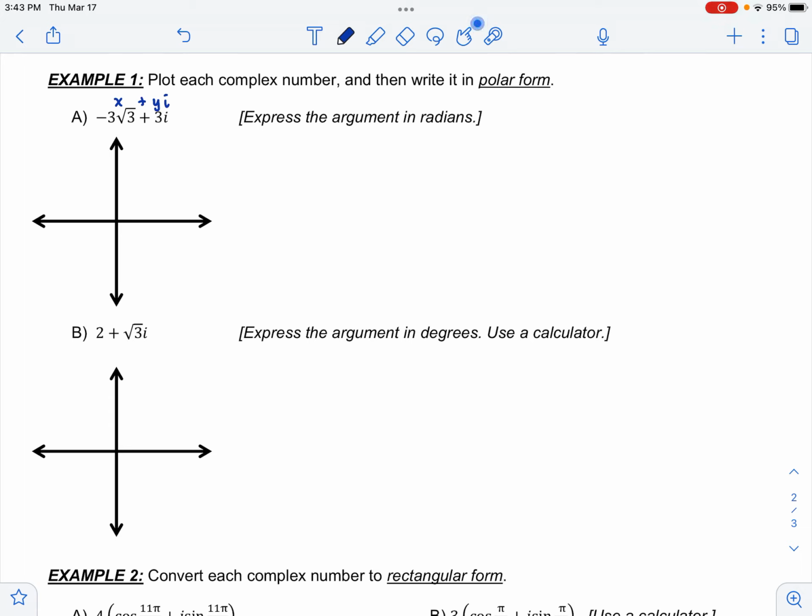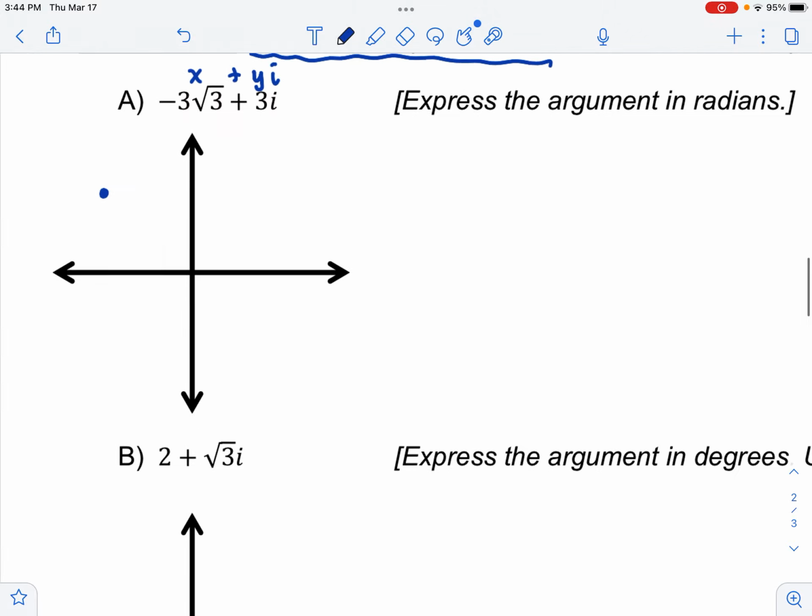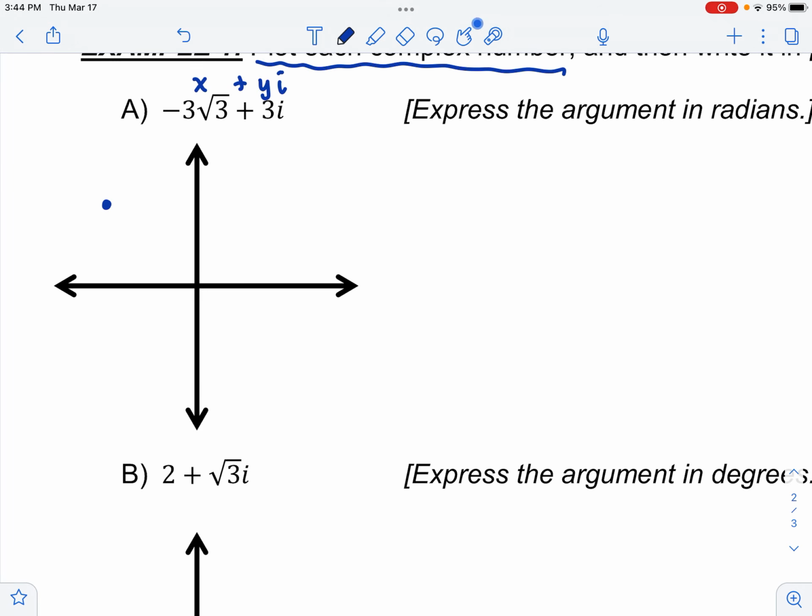So the first thing you're going to do is plot the complex number. That's why the directions say that right there. So let's go ahead and do that. So this is left and up. So we're going to go left and up and make a point. It doesn't have to be accurate, like exactly negative root 3 over and up 3. You don't have to put tick marks.